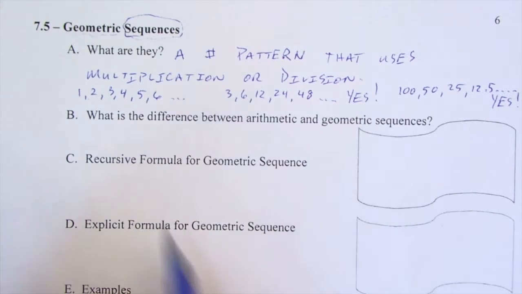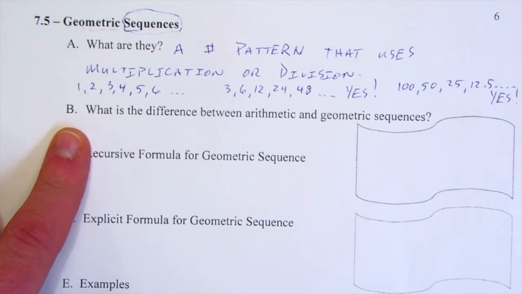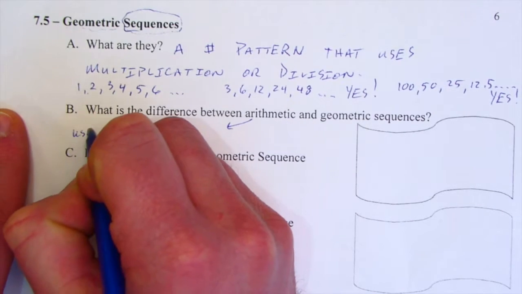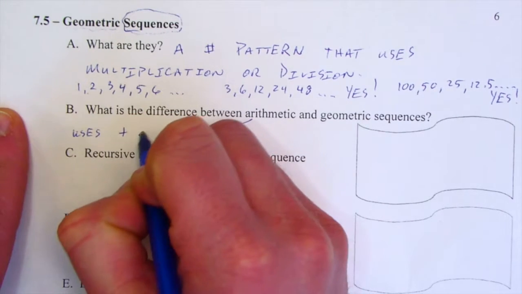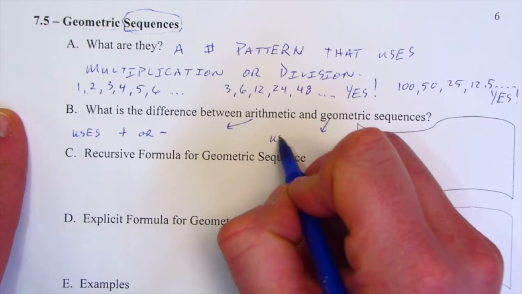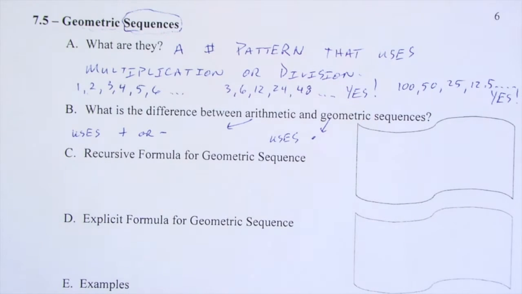All right, there's two ways that we can write formulas for these. First of all, let's answer this question. What's the difference between arithmetic and geometric? Arithmetic, this is the old one that we use. This one uses addition or subtraction to make its pattern. Geometric uses multiplication. You might say or division, which I guess is fine, but I just call that multiplication by a fraction.